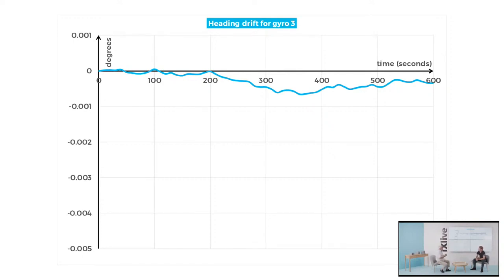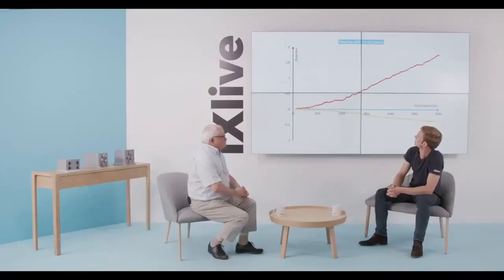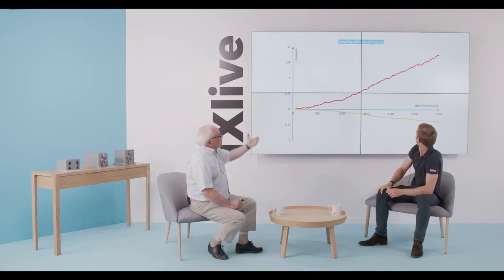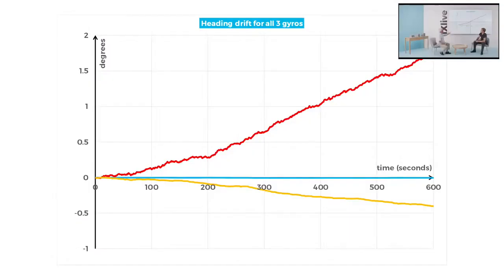Obviously, we could imagine that if it was over several hours, it would start drifting. Okay. So we have here the comparison of those three sensors. We have here on the same scale the comparison between the drift of these sensors, and you can see that it might be very different.